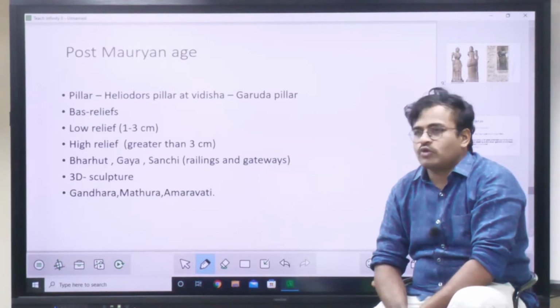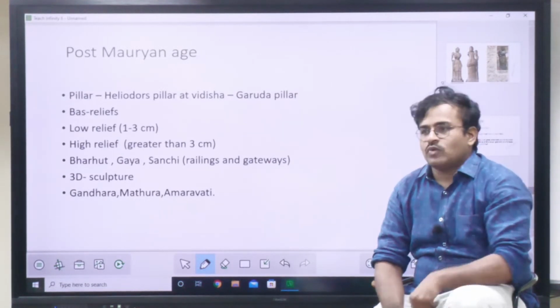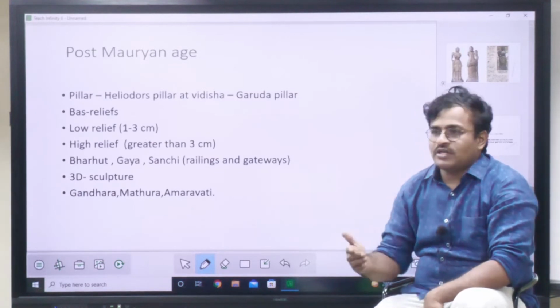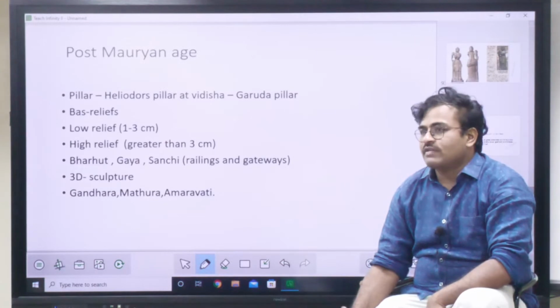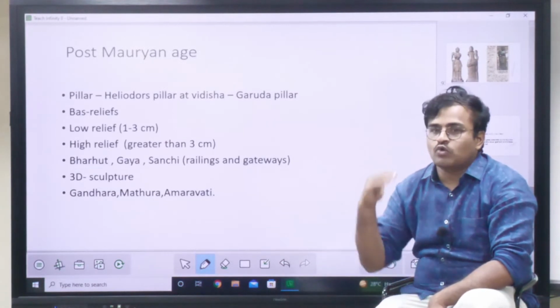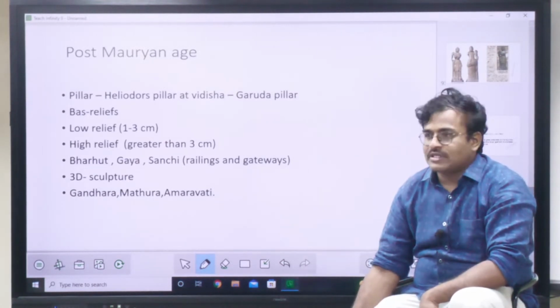Now we are going to move to the post-Mauryan age. In the post-Mauryan age also, there are relief sculpture and 3D sculpture. Relief sculptures are very prominent, and these relief sculptures are usually attached to the stupas which were constructed during this period. You remember Sanchi Stupa?